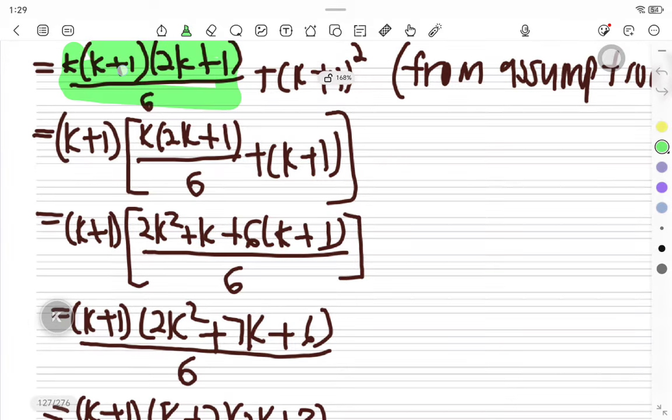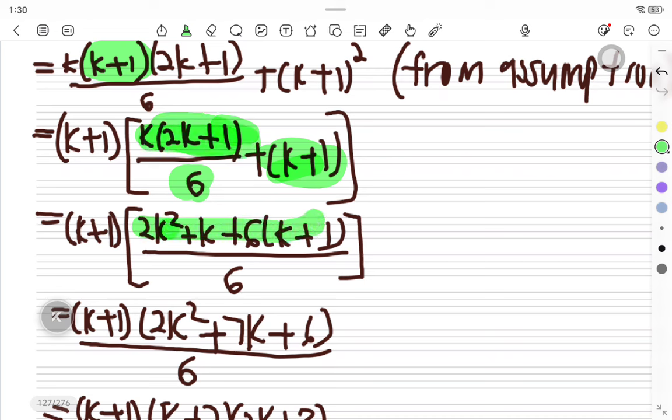Now, after saying from assumption, we realize that there are some common factors that we see here, which is this and this, just that it's to the exponent 1. Then we factor it out. Then we're left with this, right? Then we simplify them. We say k plus 1 times 6, then we add it with this one, which we get this, right? Then we also simplify this one, which is 2k squared plus k.